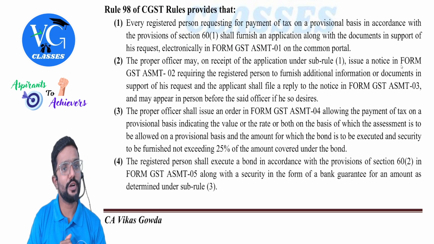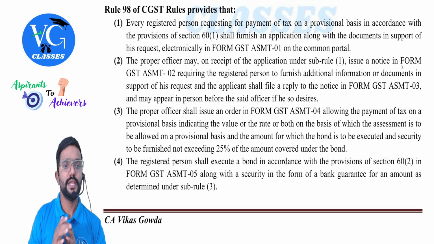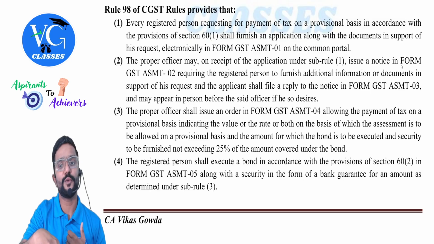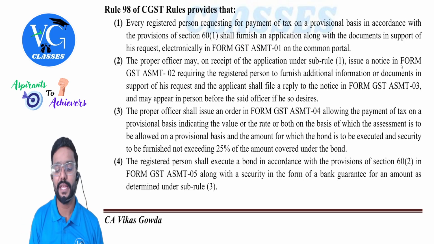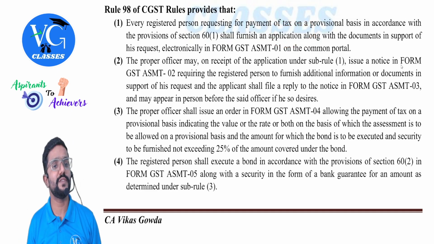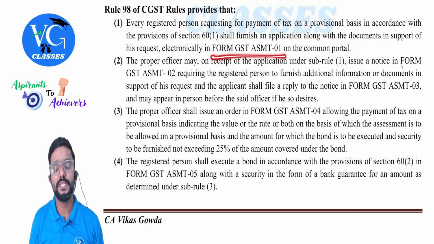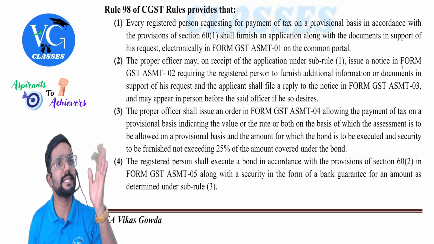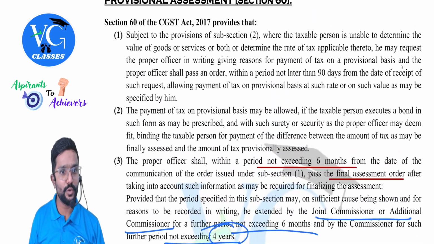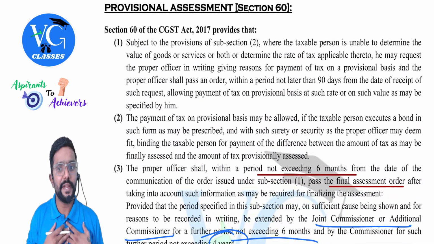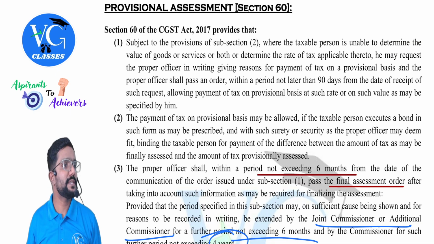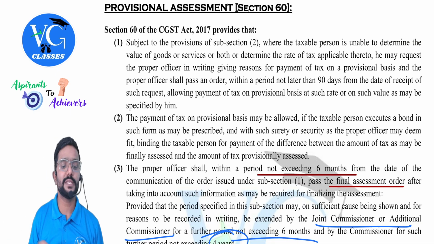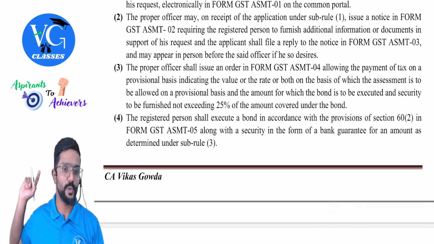Okay. Rule 98 of CGST rules provides that every registered person requesting for payment of tax on provisional basis in accordance with the provisions of section 60 subsection 1 shall furnish an application along with documents in support of this request electronically in form GST ASMT 01 on the common portal. ASMT stands for what, people? Assessment. Clear? So as per subsection 1, I will make a request, right? Yes. That request has to be in which form? ASMT 01. Clear? That form numbers are not given in the section. They are giving it in the rules.